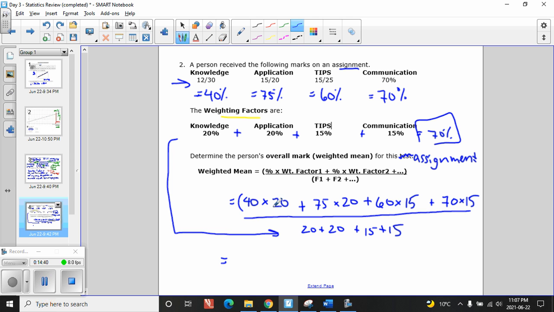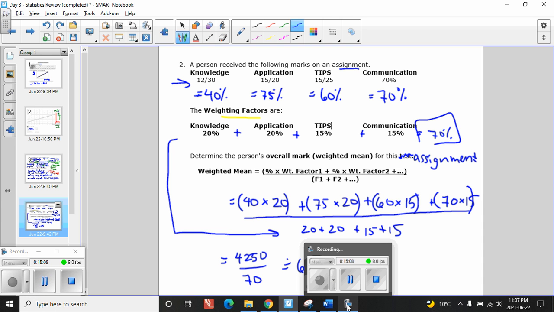That might work fine in your calculator. You might need to package the multiplications together with brackets. But my numerator answer is 4,250 divided by 70. Okay, so 4,250 divided by 70, that is about 61%. So this person scored a weighted mean of 61%.